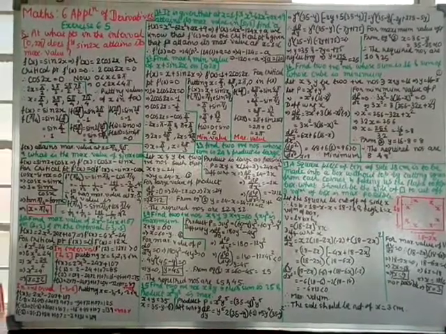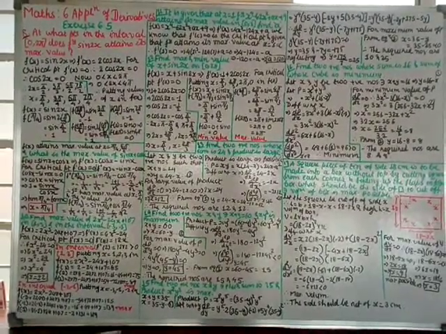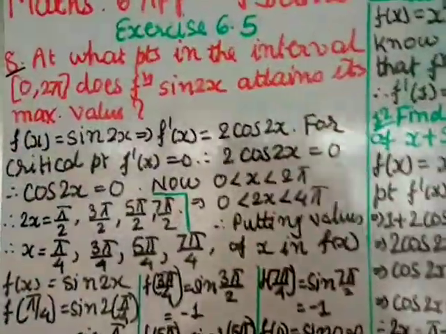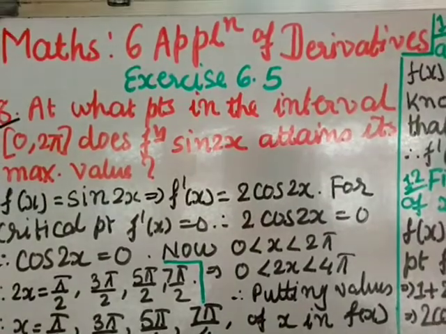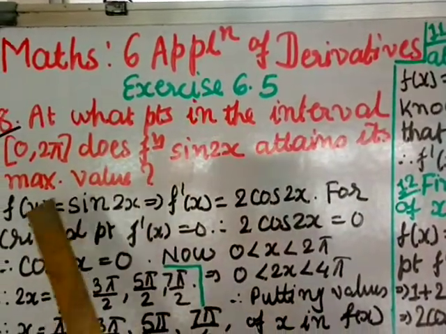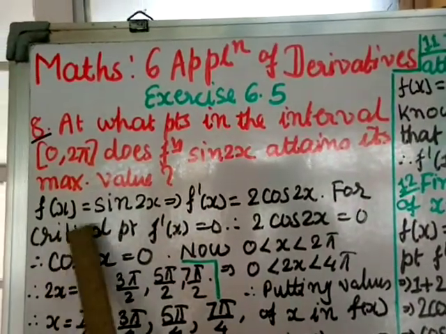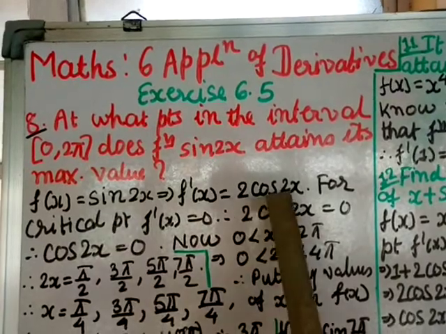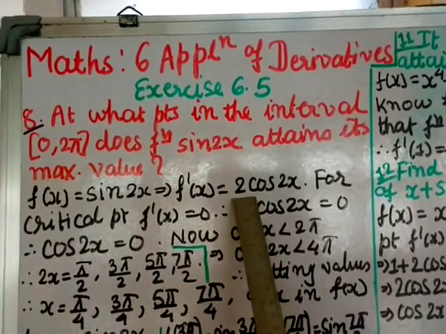Mathematics Class 12 Chapter 6 Application of Derivatives Exercise 6.5 Question number 8. At what points in the interval 0 to 2π does the function sin 2x attain its maximum value? f(x) = sin 2x. Differentiate with respect to x. f'(x) is equal to cos 2x, and the derivative of 2x is 2.